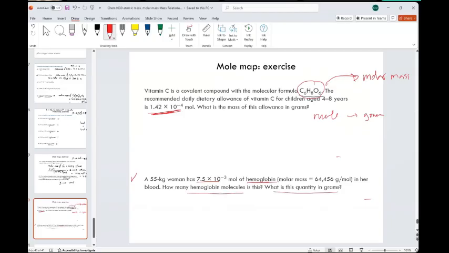How many hemoglobin molecules is this? What is this quantity in grams? So two parts of this question. First, the quantity in grams and how many molecules. So what is the thought process? We don't need to find molar mass anymore because it is already provided. And see the molar mass, 64,456 gram over mole. So in 1 mole of hemoglobin, it contains 64,456 grams.